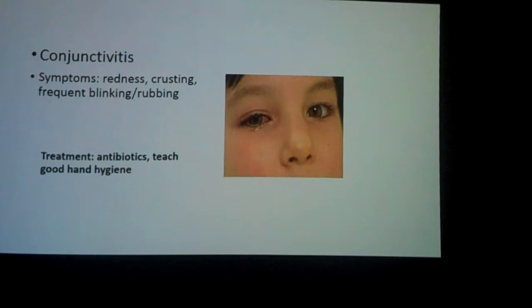Conjunctivitis: redness, pus coming out of the eye, crusting. The baby rubbing their eye frequently can be caused from viral, bacterial, or allergic reactions. It's spread by direct contact, so standard precautions are to be used. Viral will clear on its own in 7 to 14 days. Bacterial will spread and clears with antibiotics. If it's allergic, allergy meds will be recommended.